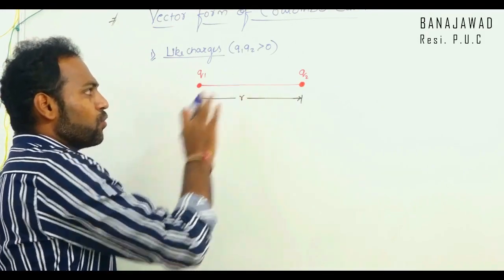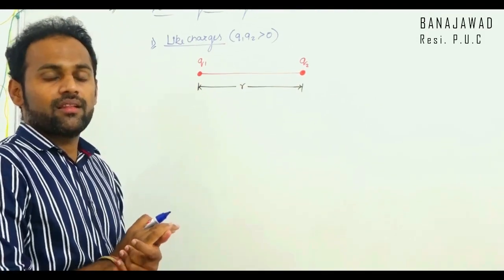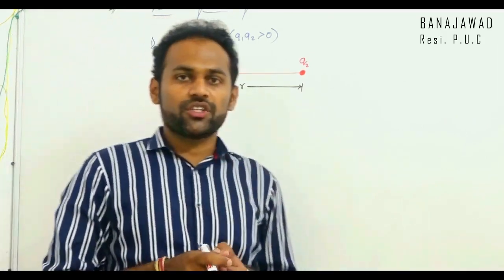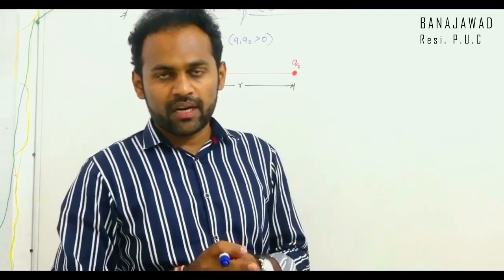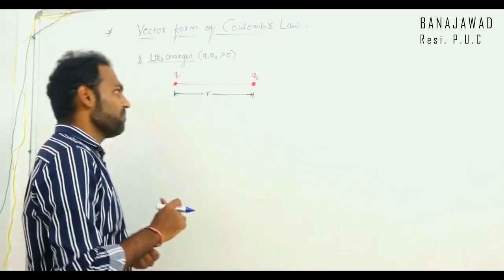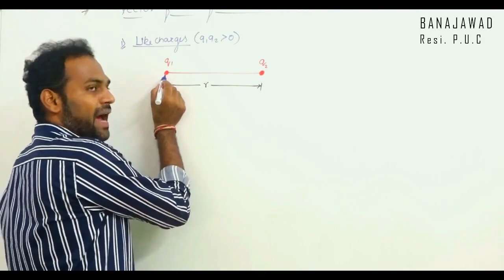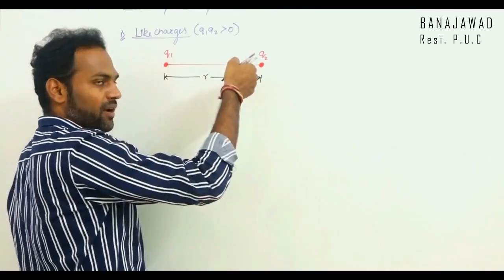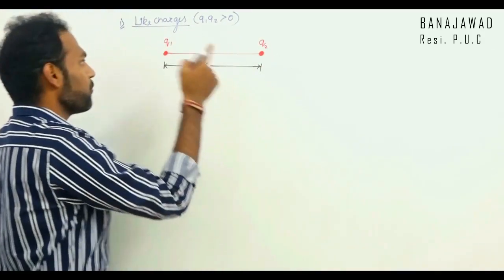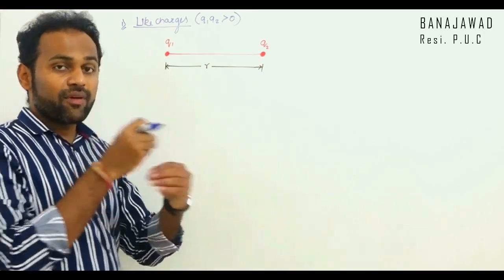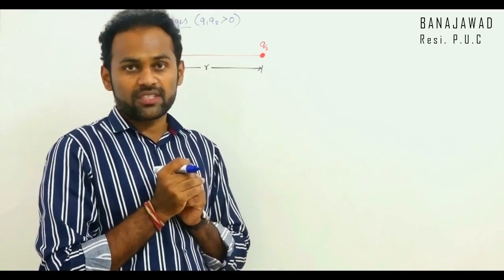When two charges are like charges, there will be a force of repulsion between them. They will not get attracted towards each other; they will get repelled away from each other. It means the distance between them will start increasing. There will be a force acting on Q2 by Q1, and also a force acting on Q1 by Q2. These are equal and opposite forces, a pair of forces acting here.